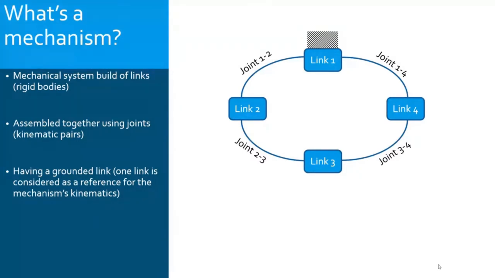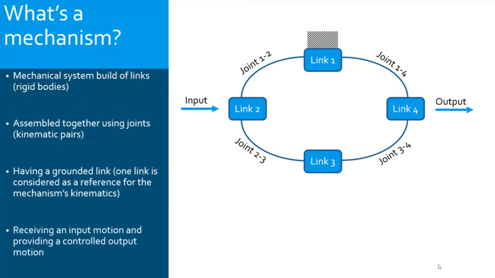And I insist that the ground is not static. The ground can be moving. But when you study your mechanism, you study, for example, the motion of link two relatively to the ground, relatively to link one. We study the motion of link three relatively to link one, the ground. And also we study the motion of link four relatively to link one, the ground, the reference, or sometimes it is also called the frame. So you can say the ground, the reference, or the frame.